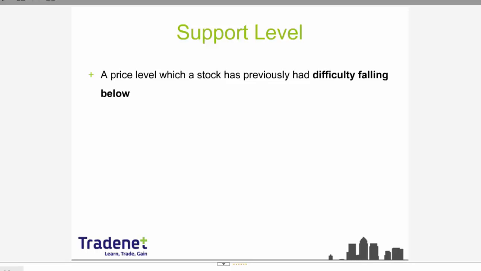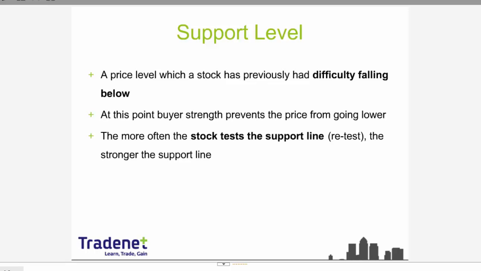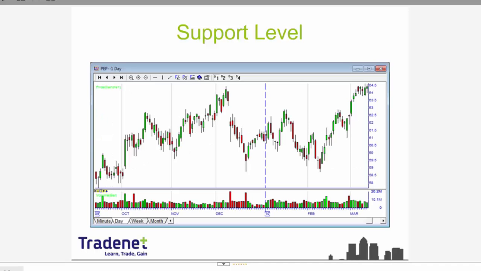Support is where it had difficulty earlier moving lower. So support really is where buyers came in. So the buyer strength prevented the price from going lower. And the more often the support is tested, the stronger the support is. And the longer it's tested, again, the stronger the support is. So it's exactly the opposite. Now we're talking about the support level. Earlier we were talking about the resistance level.